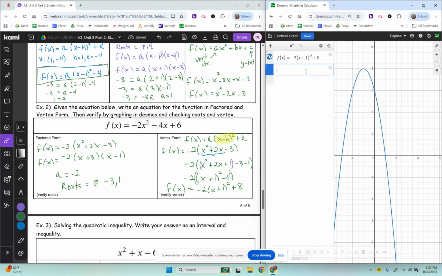If you want to check that with your original equation, it would be negative 2x squared, whoops, that has to be lowercase x, x squared minus 4x plus 6. And you can see here that we get the exact same function.